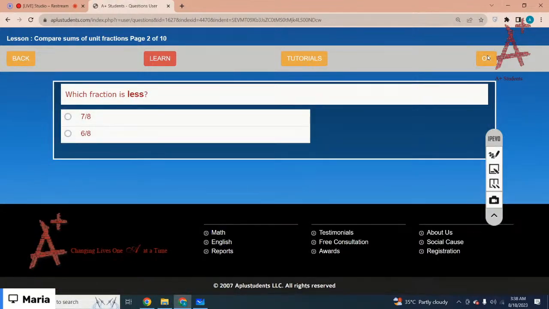Okay, which fraction is less? Both of the fractions 7 over 8 and 6 over 8 have like denominators, right? They have the same denominators. So when the denominators are the same, just look at their numerators. So the one that has the smaller numerator is less. So then 6 over 8 is less than 7 over 8. The correct option is 6 over 8.